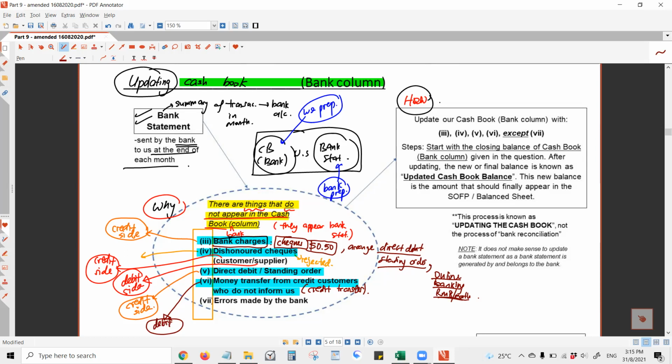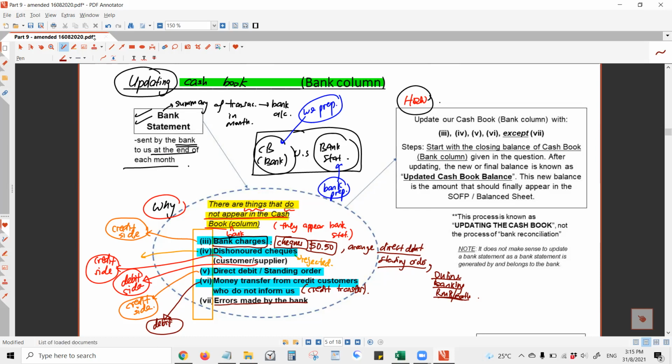So the last item is an item that appears in the bank statement, but does not appear in the cash book as well. It is the errors made by the bank. Because banks are also operated by humans, right? And humans tend to make mistakes, right? So it's also possible for banks to make mistakes, even though maybe the chance is lower.